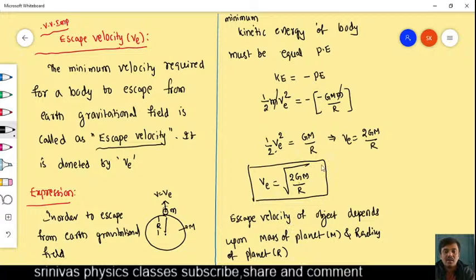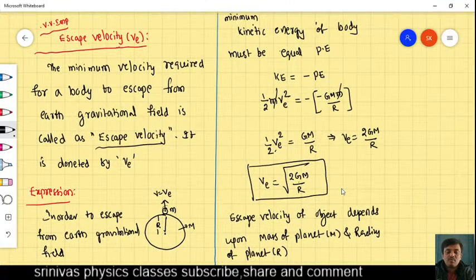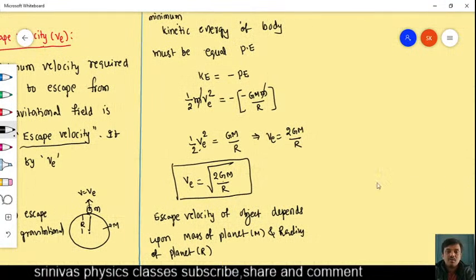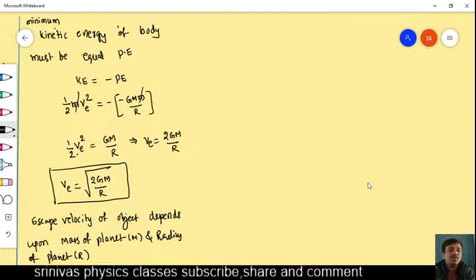And this is the escape velocity formula, right? We can find out on the Earth's surface how much velocity we have to give in order to escape from the Earth's surface. For that, what we have to do here, listen very carefully.